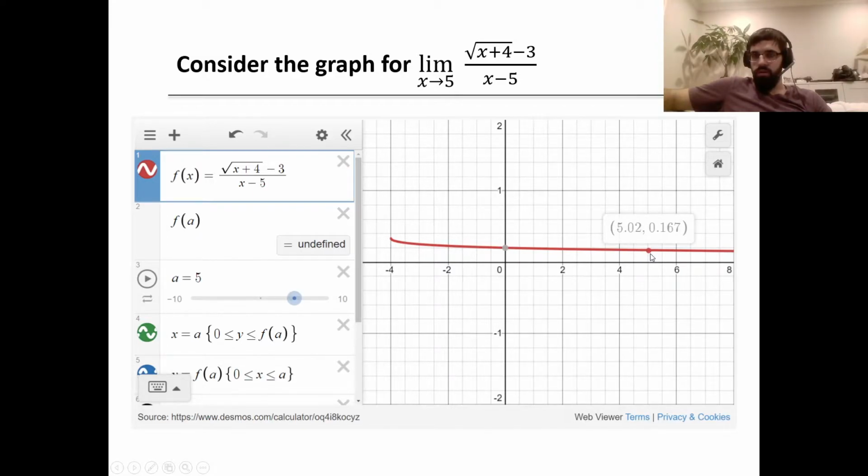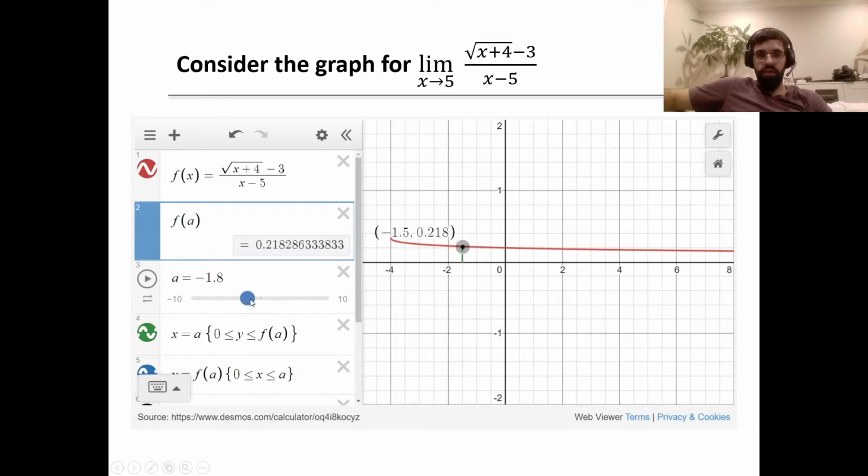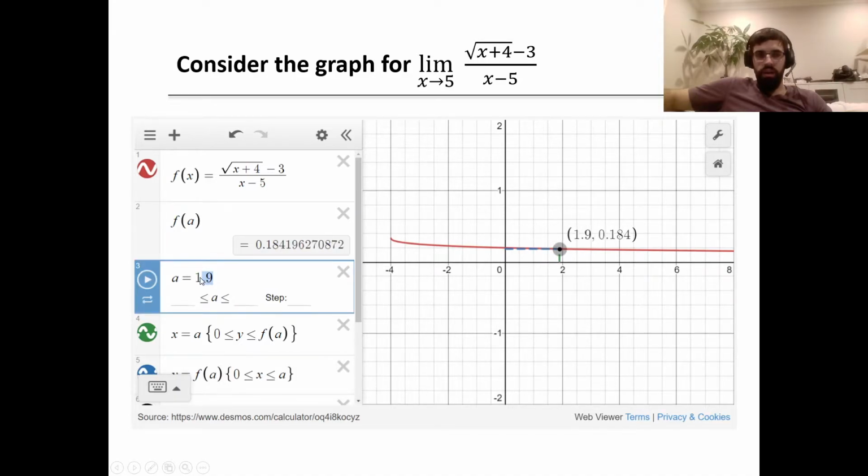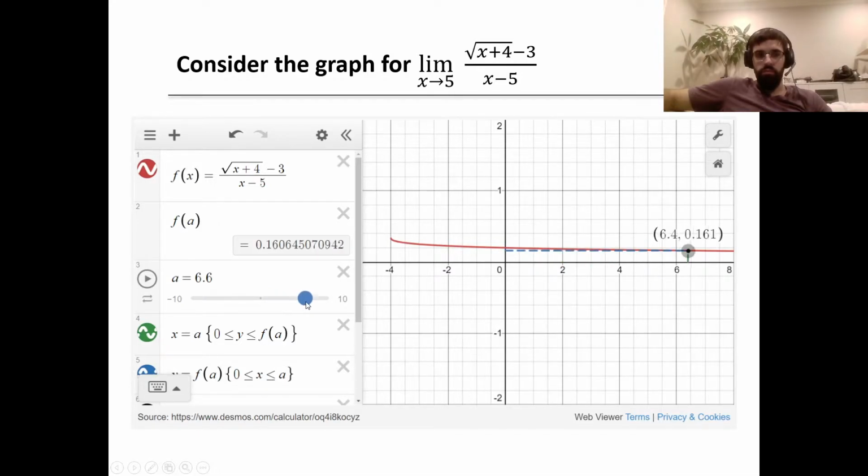And there it is. 5 is undefined. We see that over here. F of a is undefined. So now if we want to look at f approaching a from the left, we can make x super close to 5 but not equal to 5, or we can go from the right and make x greater than 5, approach 5 but not equal 5.